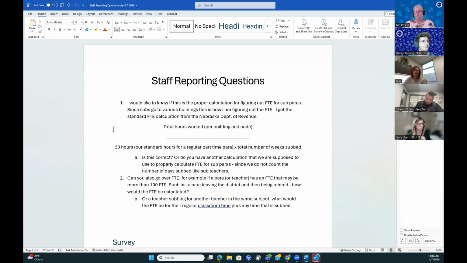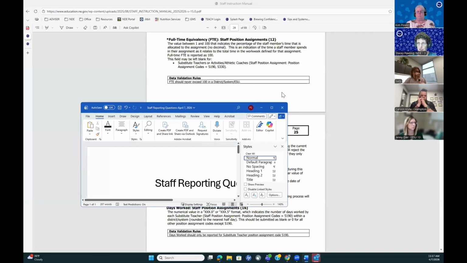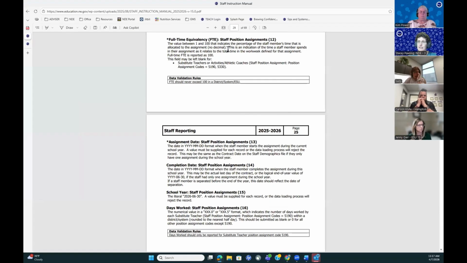I'm trying to catch up with the questions here. Do all the percents for a person have to add to 100, or can they be 25 if they only sub that much, or could they be 100 because that was their full time? That's a good question. So let's go back to the definition. The FTE is an indication of the time a member spends in their assignment as it relates to the total time in the work week defined for that assignment.